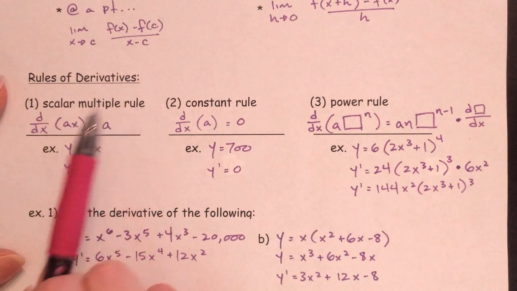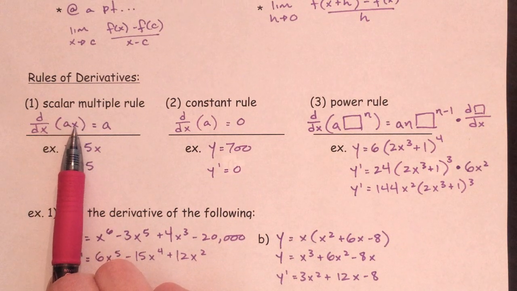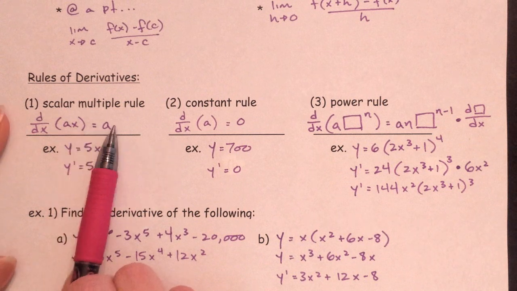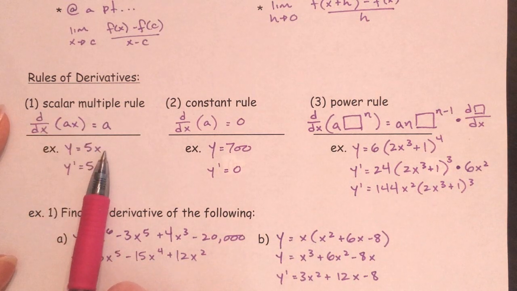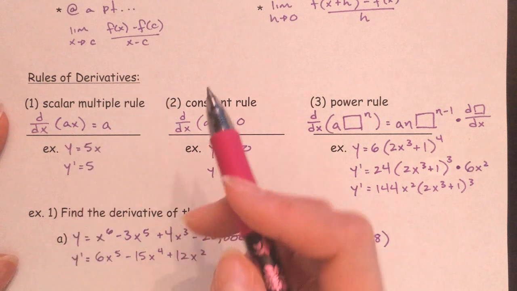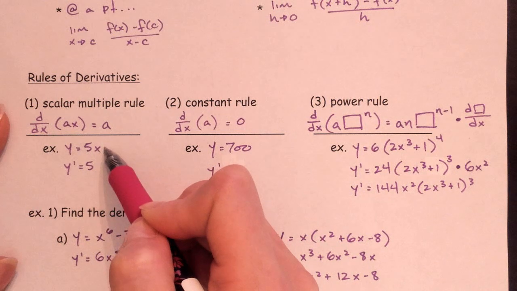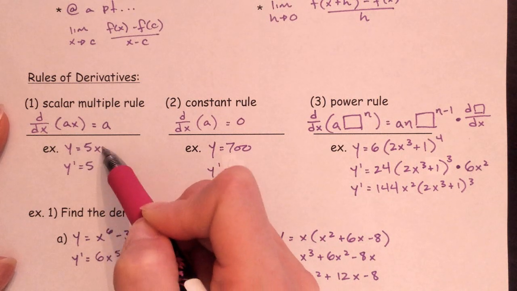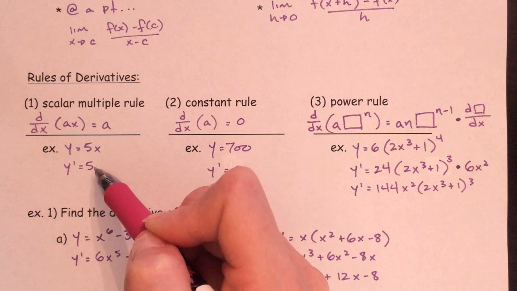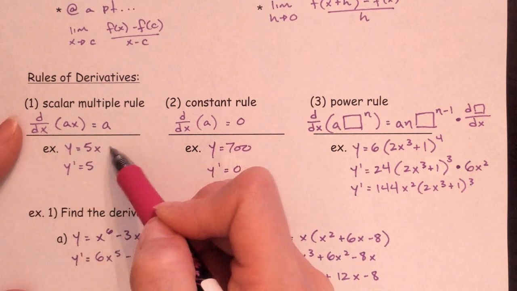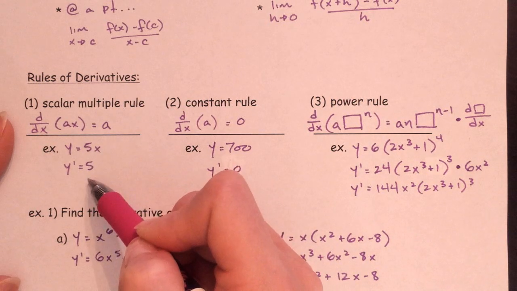The scalar multiple rule is just saying when you have some sort of scalar, when you have anything times x, the derivative is just that anything. So the derivative of 5x is just going to be 5. And we talked about why together. So this is technically 5x to the first power. 1 times 5 is 5. And then this becomes x to the 0 power, which is really just 1. So a quick way is just to realize, oh, 5x, the derivative is just 5. The derivative of 80x is just 80, okay?